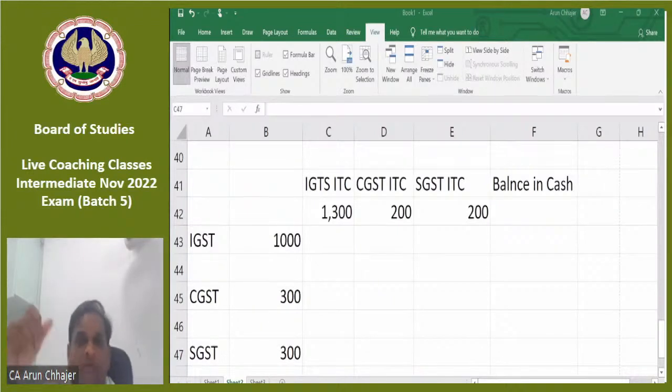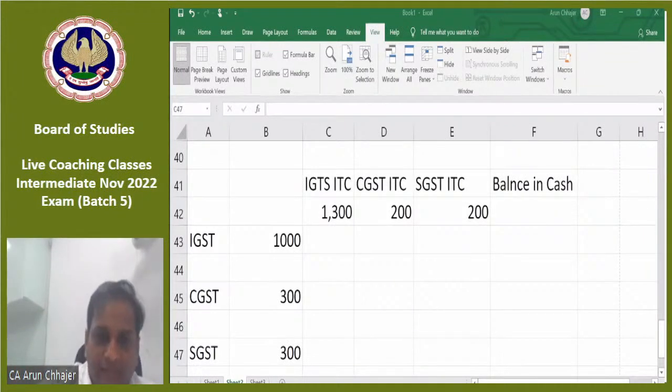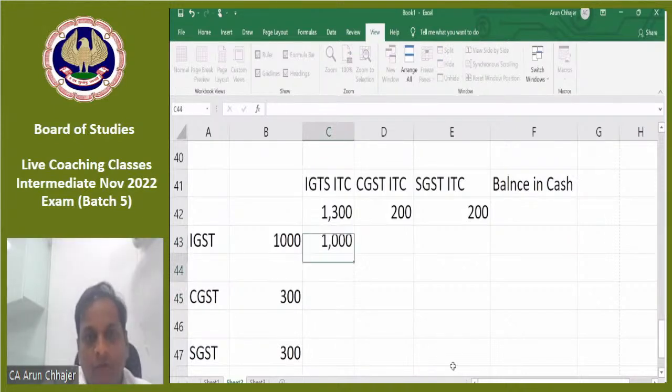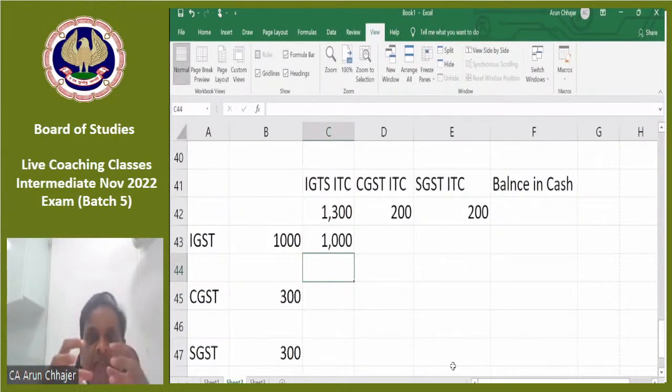Not possible. IGST without first being used for C and S, if they want to carry forward, is not possible now. After insertion of rules 88A, 49A and 49B, it is not possible. Now the sequence has changed. They have to use IGST first, and only then can they use their own account if required. So 1300 will be given to the IGST ITC first.